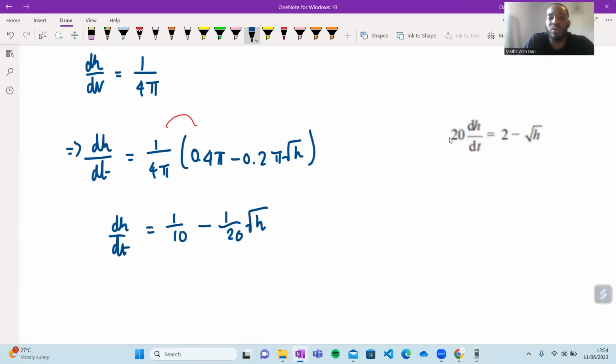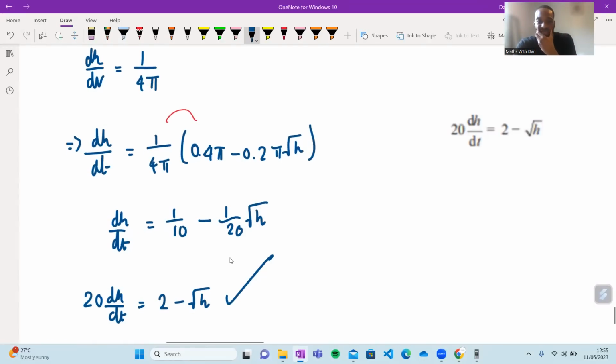Now remember, what do we want? We want 20 lots of dh by dt. So we're going to times by 20. Times that by 20, that will give me 20 over 10, which is a 2. The 20 will cancel there, minus root h, and you're done. Come on, guys. If this comes up on Tuesday, we're chilling, we're breezing. It's the same thing each time. Does that make sense? Yeah? Satisfaction, exactly. Good stuff.